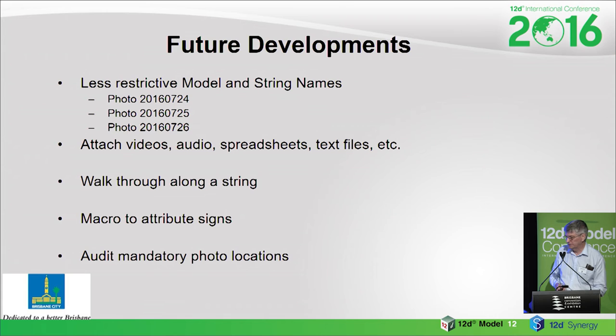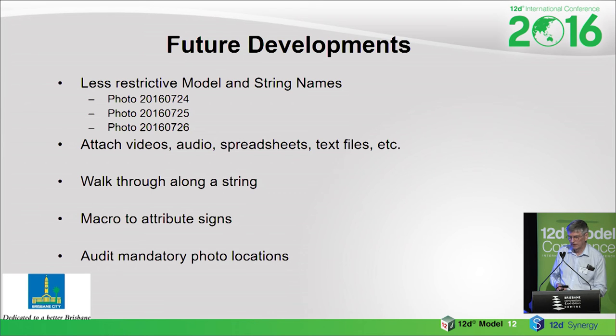What we're looking at in the future is less restrictive model and string names. We're probably looking at model names, something like photo date sort of thing. But if there was a way that we could just combine all those in some way, that would be really, really good. With this philosophy, we can attach anything. We can attach videos, audio, spreadsheets, text files, PDFs, anything in theory. We'd like to explore that one a bit better.